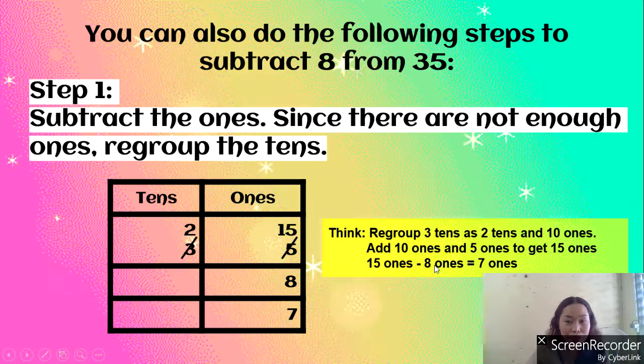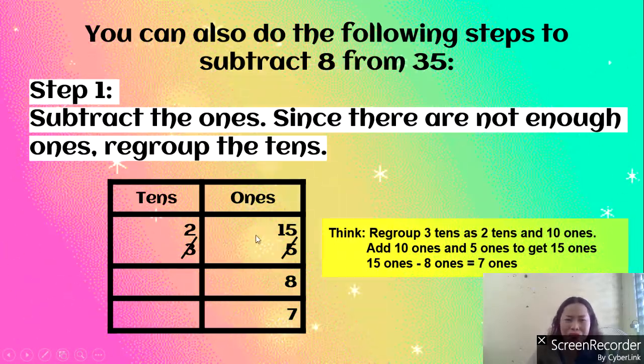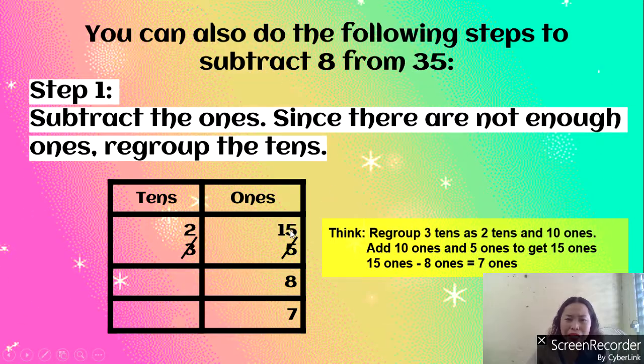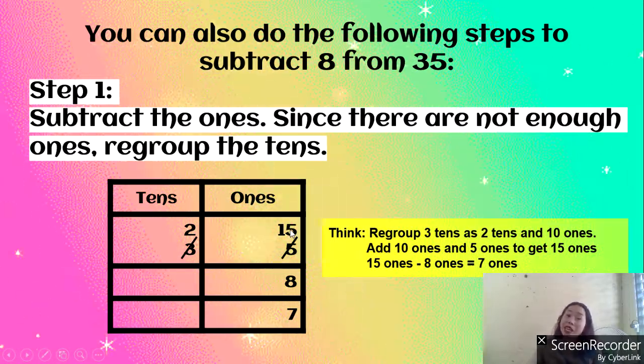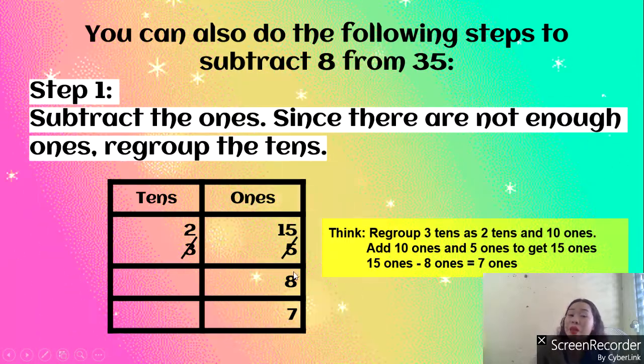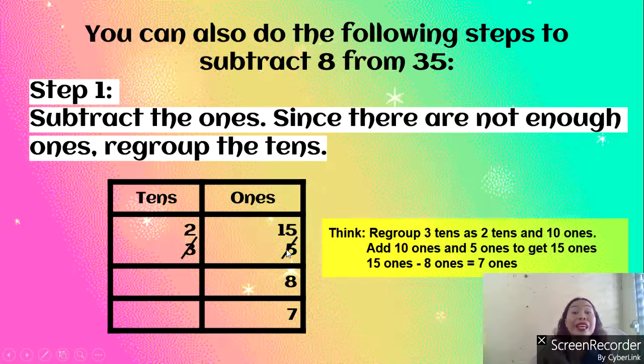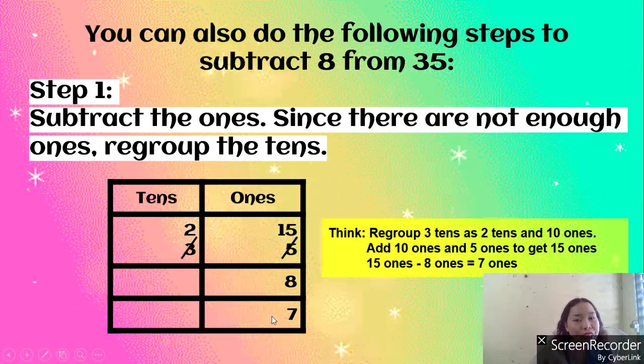15 ones minus 8 ones equals 7 ones. So saan galing ito? Si 15. 35 po ma'am Lian, di ba? Dapat 3 dito, 5 dito. Pero dahil malaki ang kailangang ibawas natin kay 5, kailangan nating dagdagan si 5 dito sa right side.